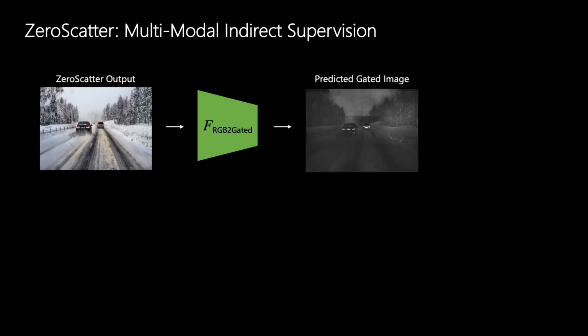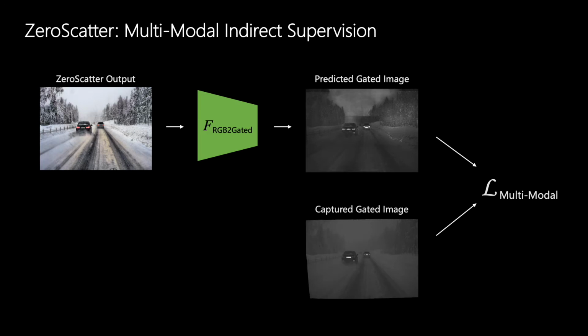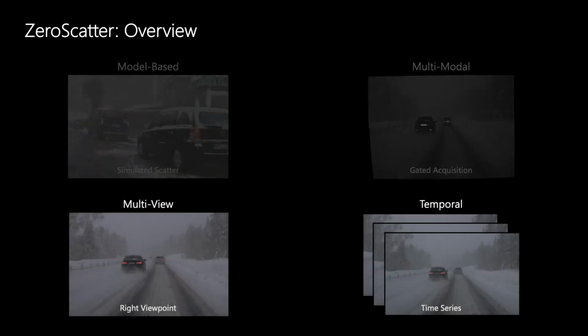To employ the gated capture for indirect supervision, we first pre-train an RGB to gated network, which infers the corresponding gated image for each output RGB image to account for the domain shift between gated and RGB images. Then we compare the result to the corresponding real captured gated image. This indirectly encourages our model to output scatter-free images. We emphasize that our use of gated images is only for training supervision, and that ZeroScatter only requires RGB inputs at test time. We now discuss our multi-view and temporal supervision.